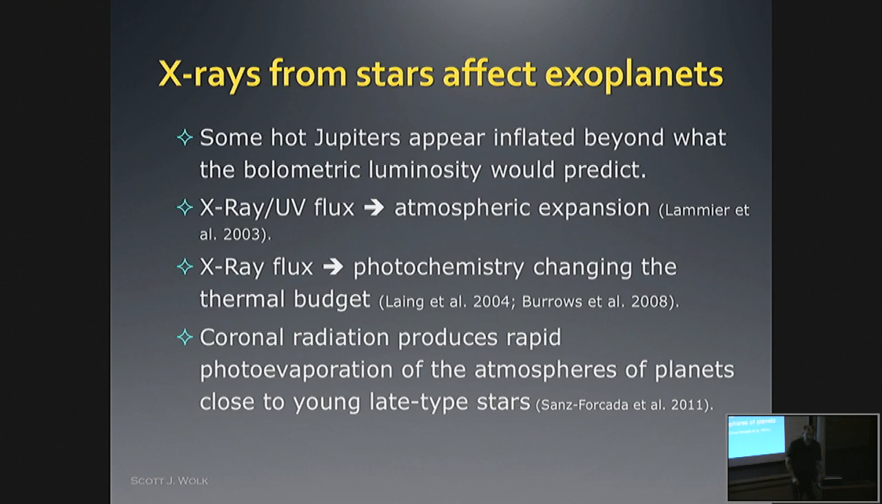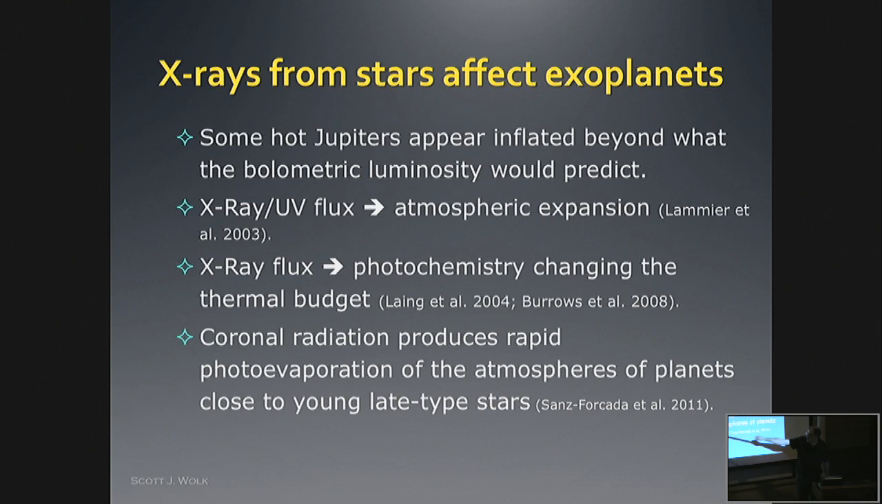It was a problem with the input, and the extra input needed was not bolometric luminosity. It was X-ray and UV flux, and once that was added in the proper measure, the atmospheric expansion was fully accounted for. But this then meant that you were also going to have photochemistry that wasn't accounted for thermally, that could only occur due to X-rays, and this could lead to the creation of more complex molecules than you might otherwise expect just through normal thermal processes.